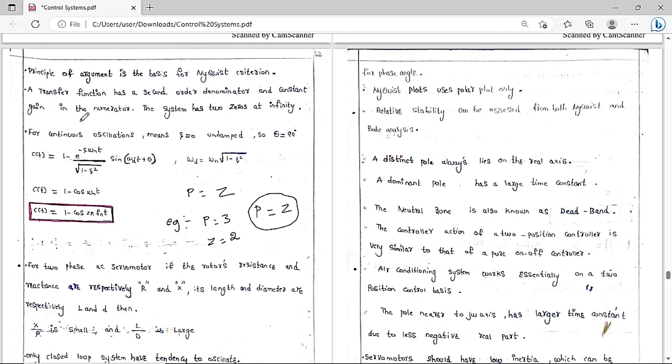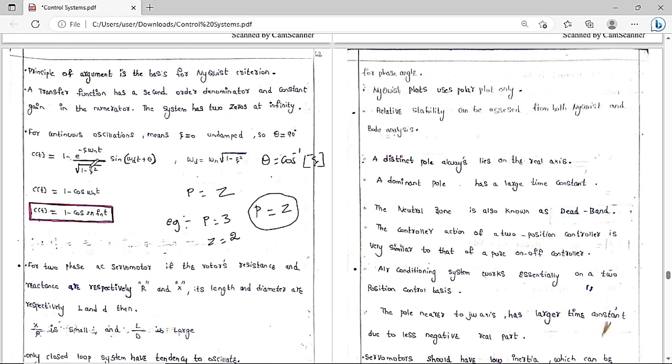The expression of the response c(t) when the input is u(t): I have already told you, c(t) = 1 minus e to the power of minus zeta omega_n t divided by the square root of 1 minus zeta squared, times sine of (omega_d t plus theta), where omega_d is omega_n times the square root of 1 minus zeta squared, and theta is equal to cos inverse of zeta. Here zeta is equal to 0, so cos theta is equal to 0, so theta is equal to 90 degrees. As zeta is equal to 0, omega_d is equal to omega_n.